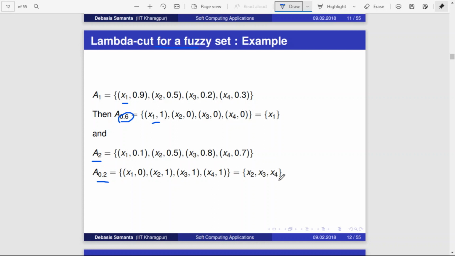So this is how the lambda cut works with a fuzzy set. Here we have converted the fuzzy set to a crisp set. This A2 is a fuzzy set, whereas A 0.2 is a crisp set. This crisp set only contains x2, x3 and x4.